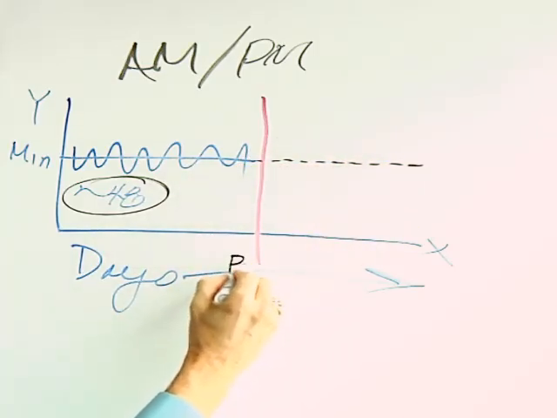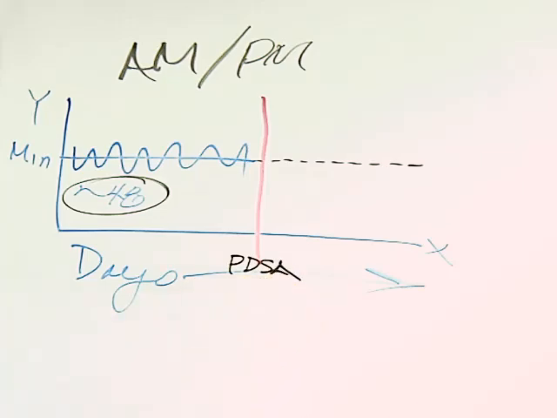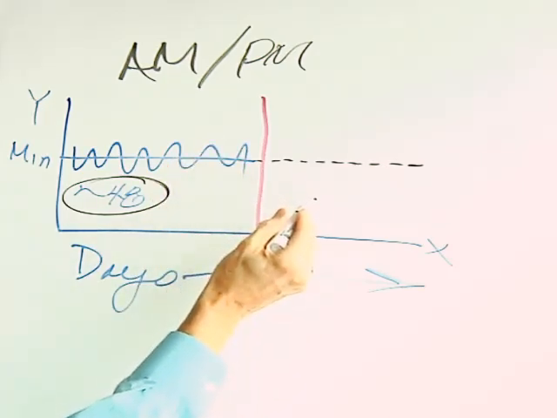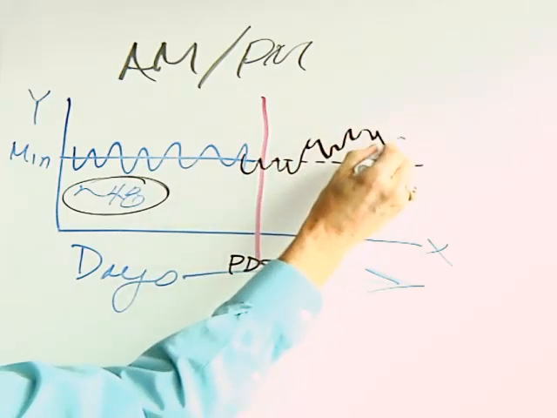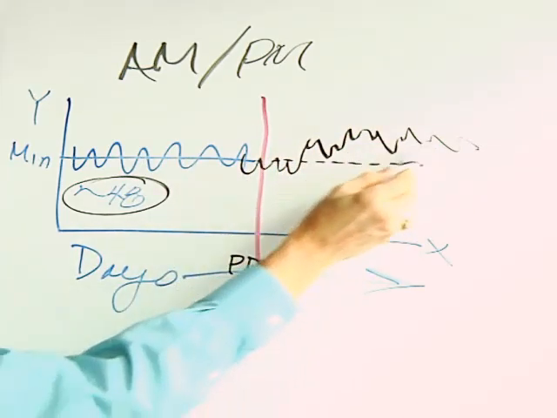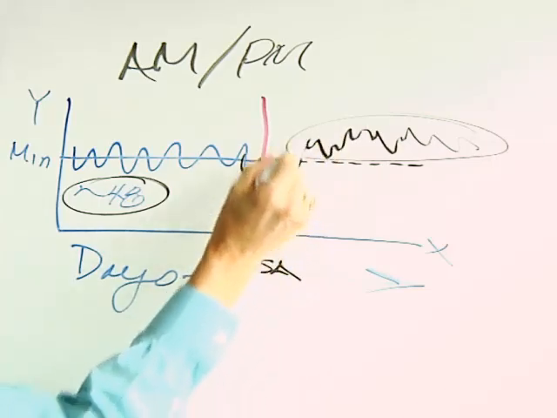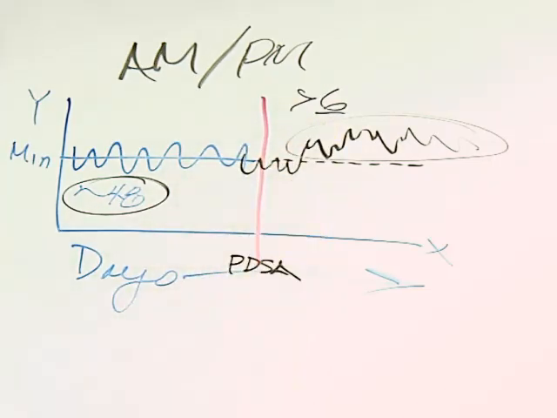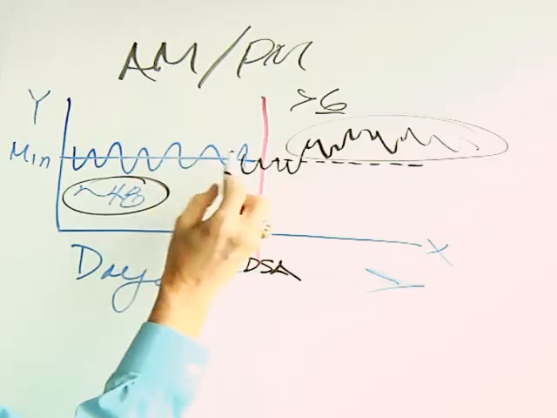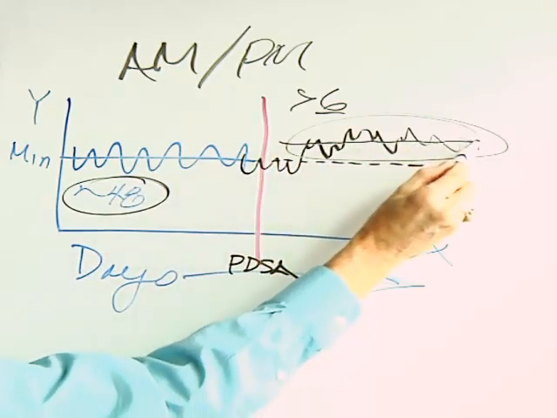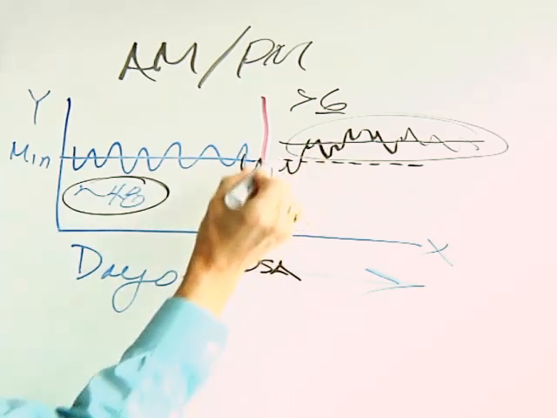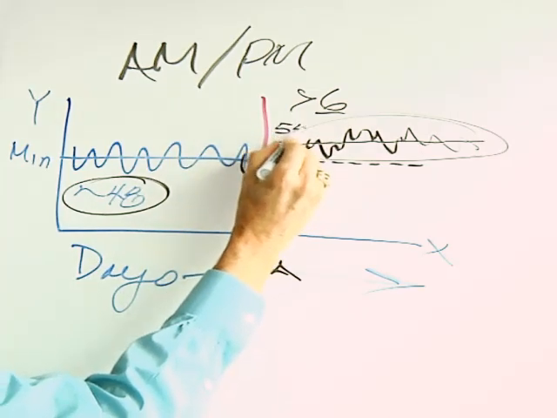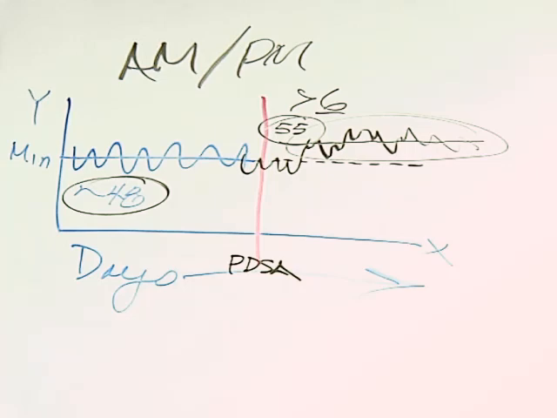So I've actually instituted a PDSA test right here. I thought this was a great idea. I plot the data, and what do I discover? That actually now I have a shift in my process because I had more than 6 data points above the median, and it was actually now taking me longer. And if I computed the average, the center line, for this new commute time, it actually took me about 55 minutes on the average. It was a failed PDSA, so what do I do?